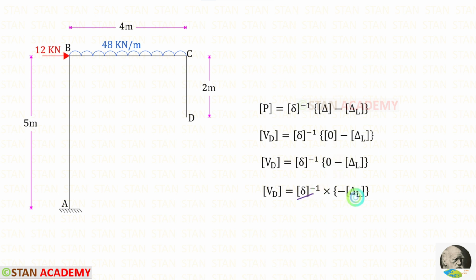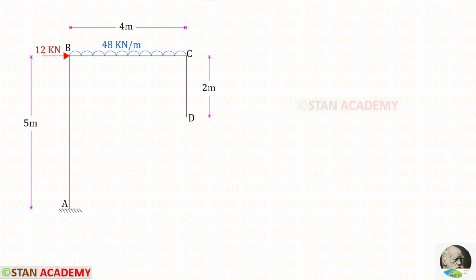To find these two, we are going to use the unit load method. We have to make sections. In this frame, there are 3 different parts, AB, BC and CD. So we have to make 3 sections, one in AB, one in BC and one in CD. You can see that I have made 3 sections. This one at a distance of x from B, this one at a distance of x from C, and this one at a distance of x from D.